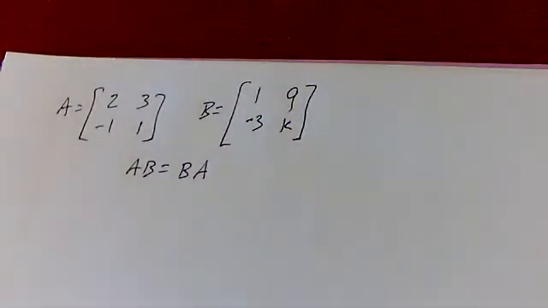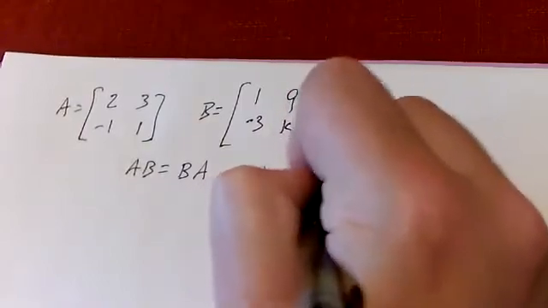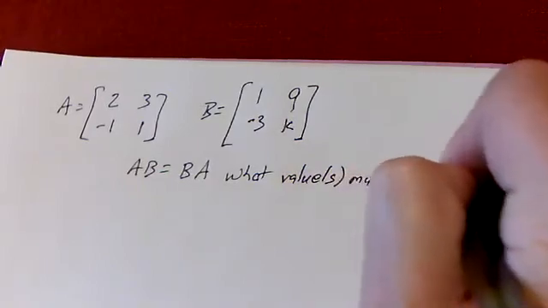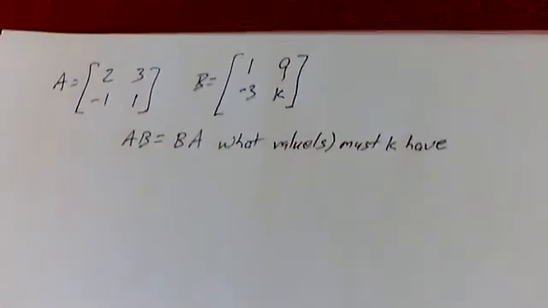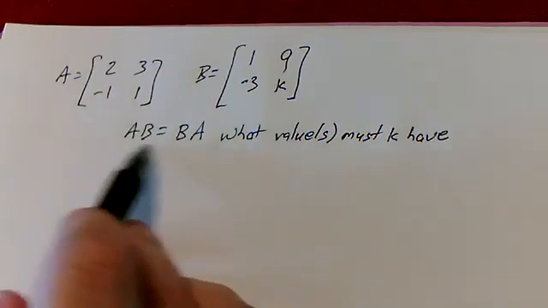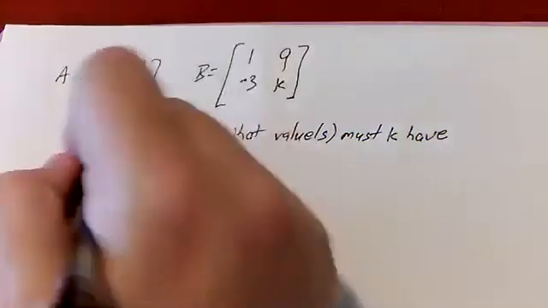So remember, that's not a regular property. But what we're telling you is this is a property here. Okay, and so what value or values must K have? Okay, so if this is to work, I'm going to need a very specific value for K, maybe more than one, but I'm going to need some specific value for K. K can't just be anything because we know that this commutative property is not normal. Okay, it's very unusual for multiplying matrices. So let's compute our 2 products.